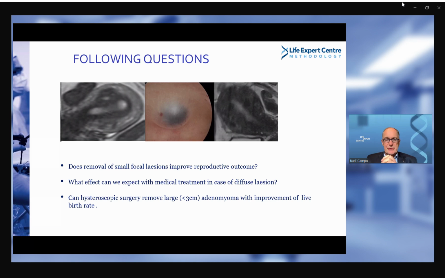So, what are the questions? If we find this simple lesion in MRI or in hysteroscopy and we remove it, has it any sense, or is it nonsense? If we have a generalized loss of juxtazone differentiation, what can we expect of medical treatment? And can hysteroscopic surgery, which has never been done until today in large series, remove large adenomyoma without creating an Asherman syndrome and with improvement of live birth rate? Those three questions we will address.